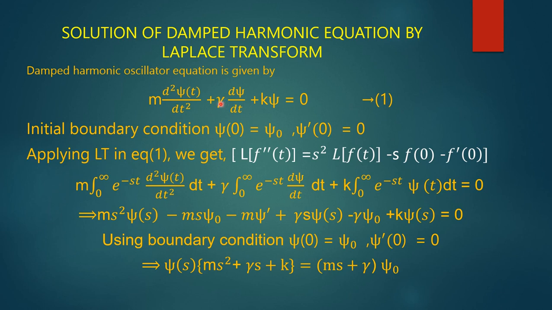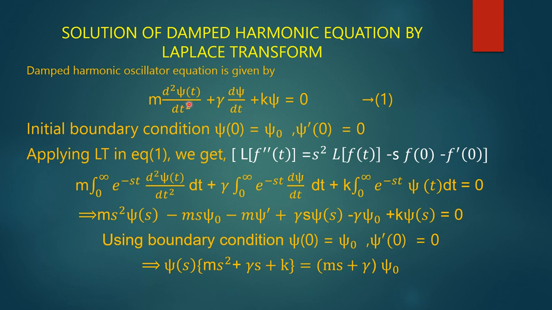and γ is the damping coefficient, and minus kψ is the restoring force. Here we use the boundary conditions ψ(0) = ψ₀. ψ(0) means the function ψ at time t = 0, and ψ'(0) means dψ/dt at time t = 0, which is equal to 0. These are two boundary conditions.